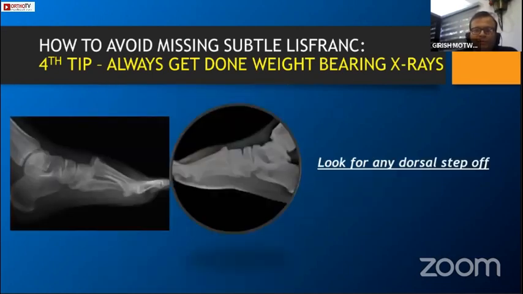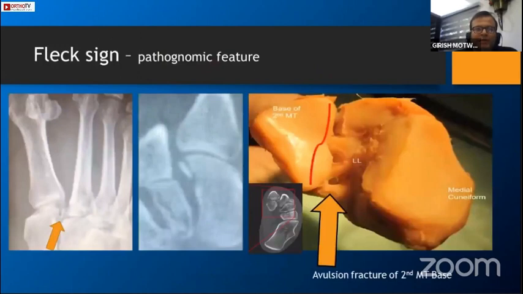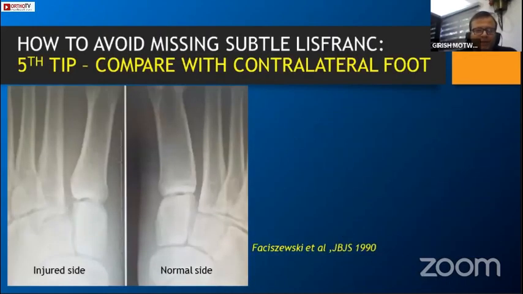As Dr. Munut has said, always try to get a lateral view of the foot, because if there is any dorsal step up, you can see it in the lateral view only. So weight bearing X-ray is very important. The fleck sign, as Harsh has already mentioned, is one of the pathognomonic features of the Lisfranc. A fracture of the base of the second metatarsal or of the medial cuneiform is a specific sign of Lisfranc injury.